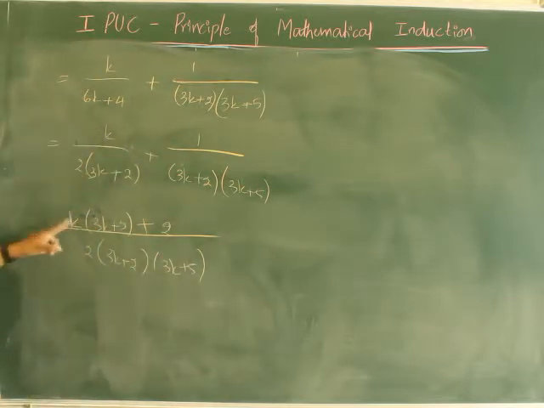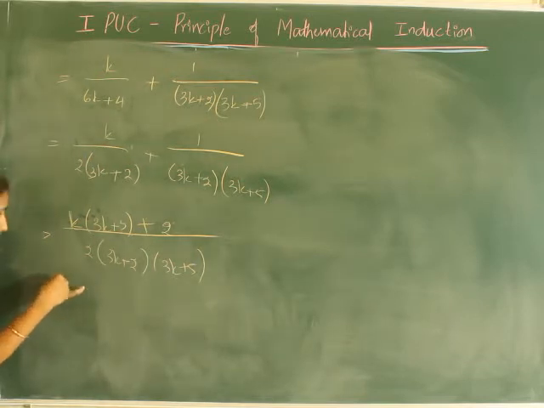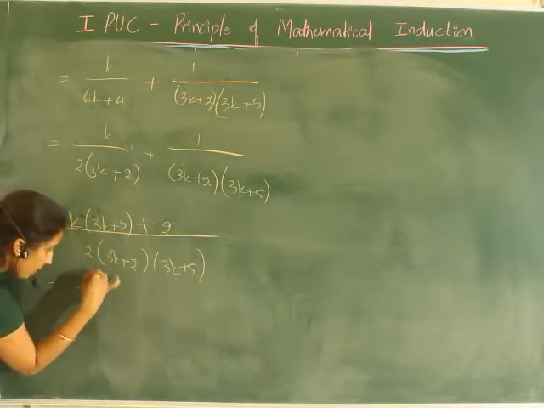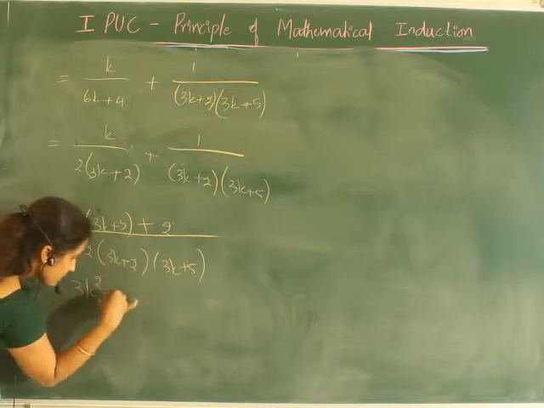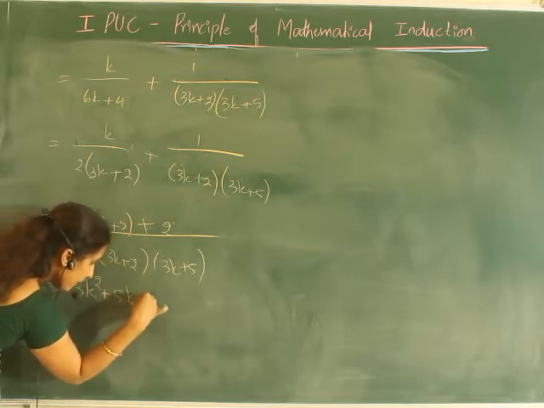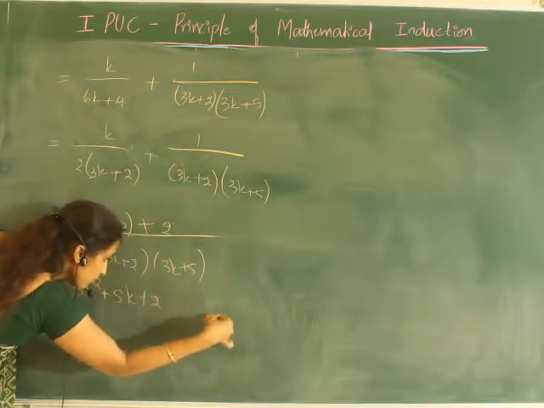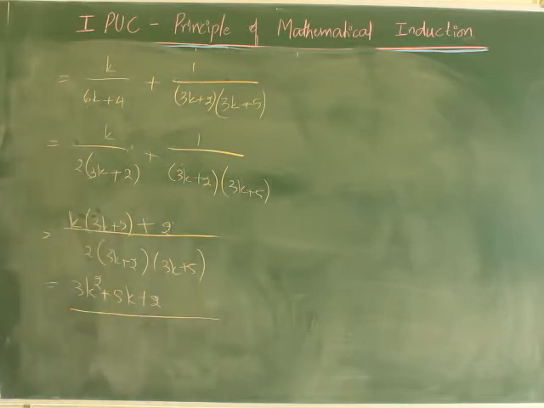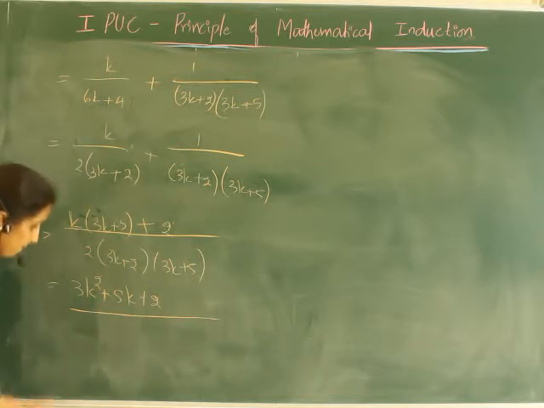Now we can multiply, so this will be 3k square plus 5k plus 2 divided by... don't multiply the denominator, so keep the denominator as it is. What is that denominator? 3 into k plus 2, so we'll keep that as it is. If we keep it, it will help in the next steps.